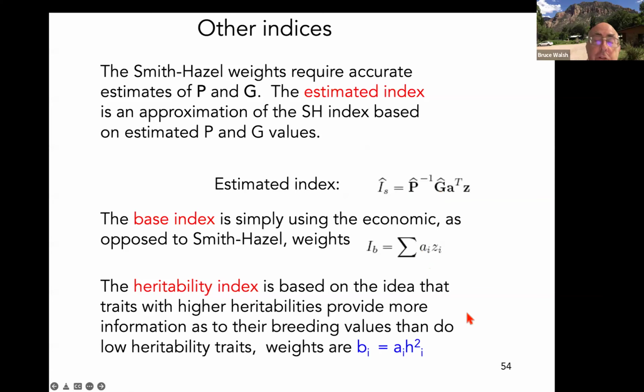Heritability index splits the difference. It says pick the weights based upon the actual weights you're going to improve and the heritability. Traits with higher heritability get more weight. Why? Because their phenotypes are a better predictor. And you see these two indices are the same when P and G are identity matrices. If you have no genetic and no phenotypic correlations, Smith-Hazel gives you the heritability index.